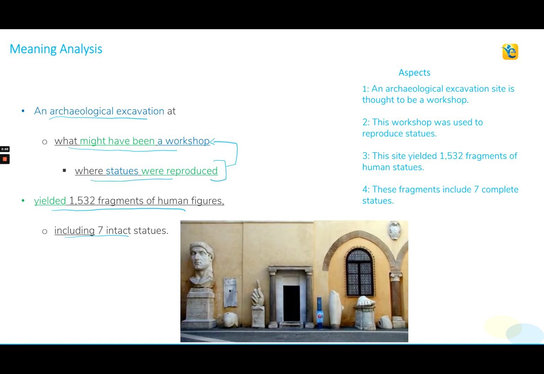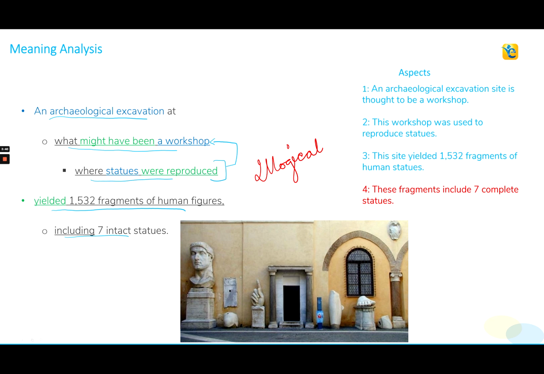So let's visualize this sentence. On the screen, what we see are the parts of a statue, right? These are the fragments of a statue. So when we are talking about fragments, they cannot include intact or complete statues. So I understand that the way this sentence is written, this aspect is absolutely illogical. Okay, so I have stamped this sentence as illogical, but I can definitely derive the logic from the information presented in the sentence.